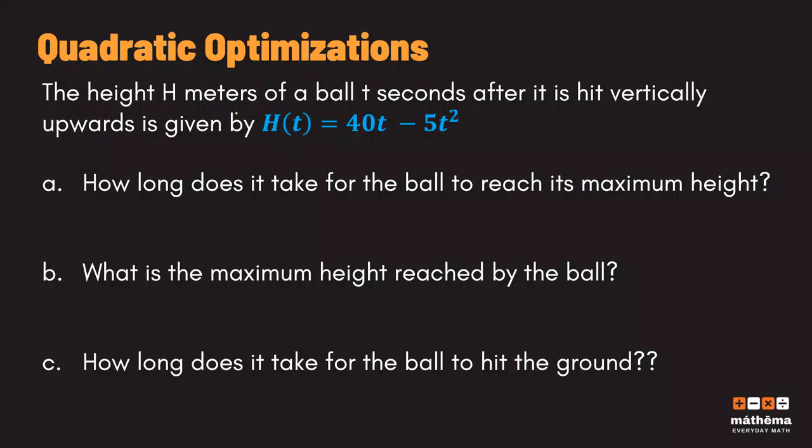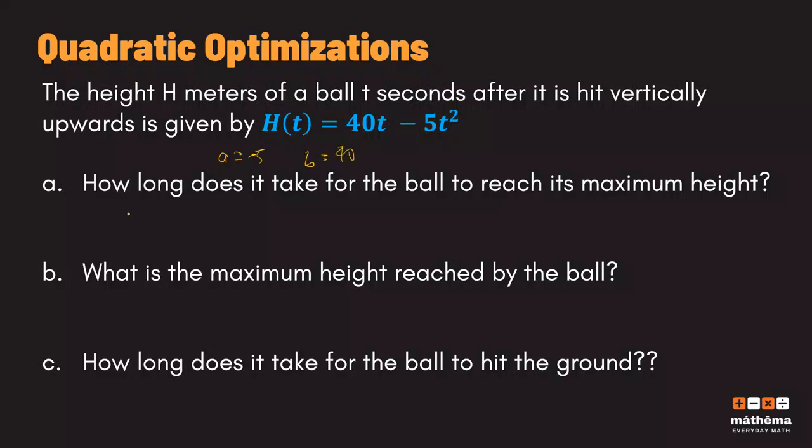So the height in meters of a ball t seconds after it is hit vertically upwards is given by the function h(t) = 40t - 5t². And again, we are asked how long does it take for the ball to reach its maximum height. So again, we're going to define our coefficients. We have a = -5 and b = 40.